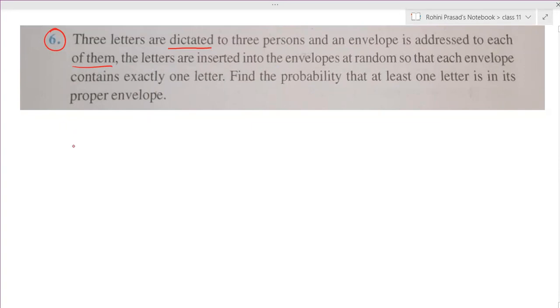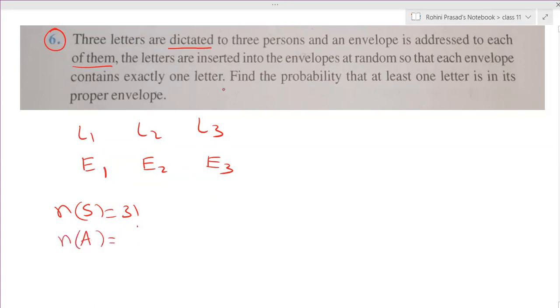So suppose letter 1, letter 2 and letter 3, and envelope 1, envelope 2, envelope 3 are the corresponding envelopes. What they're asking, find the probability. In general, if you're randomly placing them such that 1 goes to 1, so 3 need to be arranged in 3 places, 3 factorial. So n of S equals 3 factorial. But what they want, the probability of, let A be the event of whatever they want.